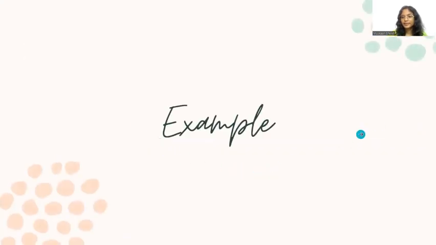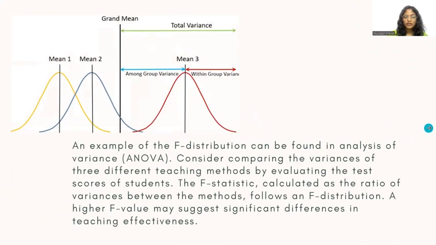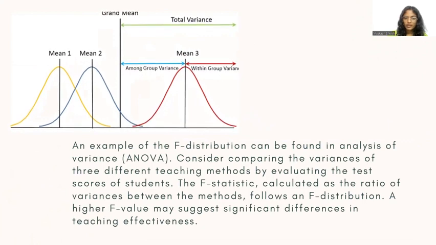Moving forward, let's take an example. An example of F distribution can be found in analysis of variance, considering comparing the variances of three different teaching methods. The F statistic, calculated as the ratio of variances between the methods, follows an F distribution. A higher F value may suggest a significant difference in teaching effectiveness.